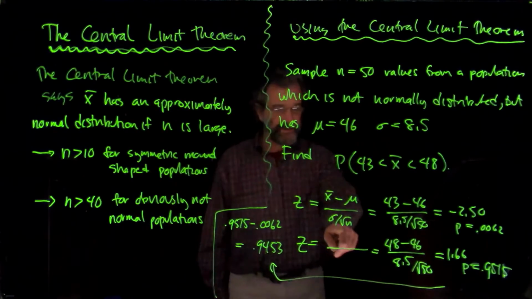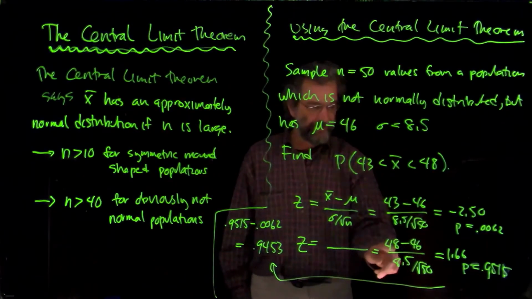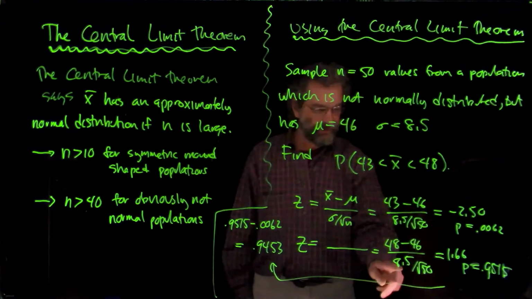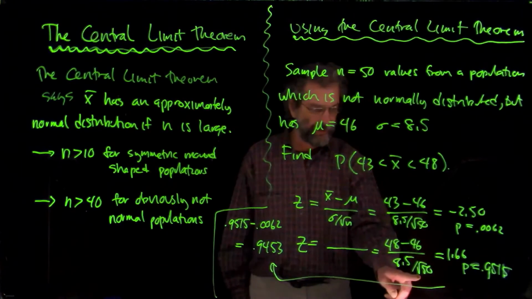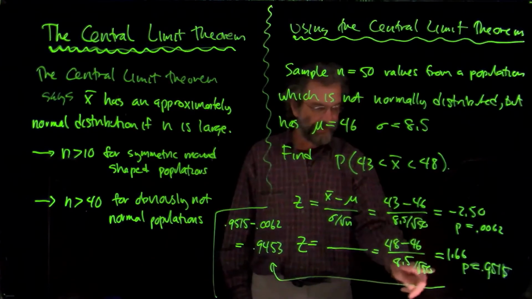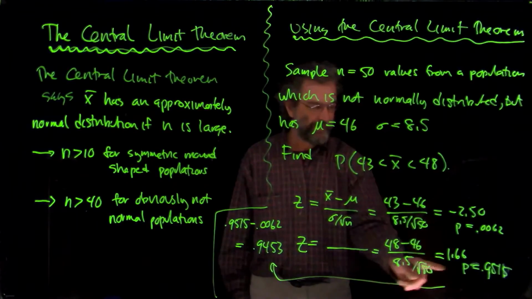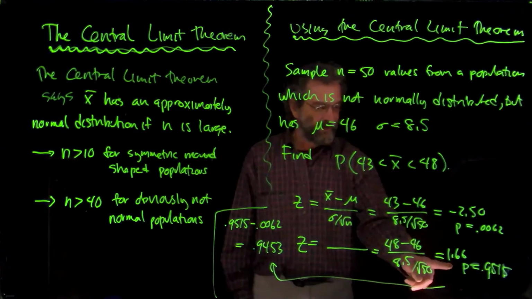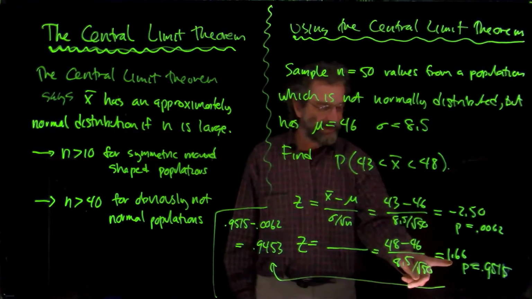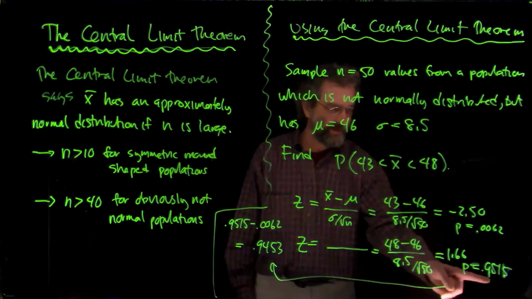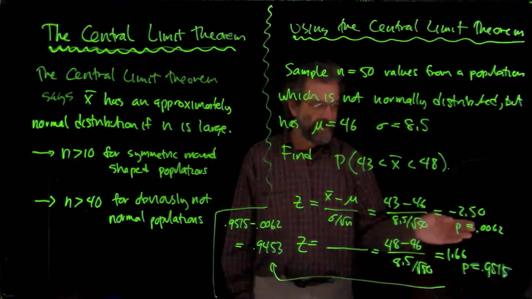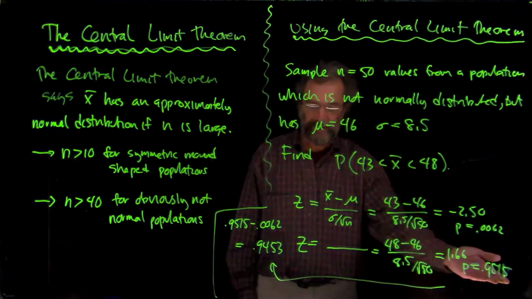We'll do the same calculations here for 48. So 48 for x bar, 46, that's 2 units. Here's 8.5 over the square root of 50. That's just something like 1, right? Isn't that right? Square root of 50 is like 7. So that's 2 over something a little bit bigger than 1. We get 1.66. The chance of being less than 1.66 in a standard normal distribution is 0.9515. So it's pretty far off to the right, too, because you have a 95% chance of being less than that.